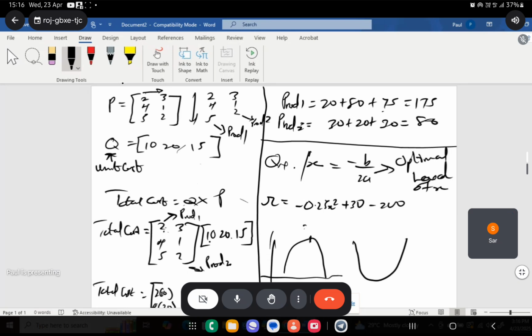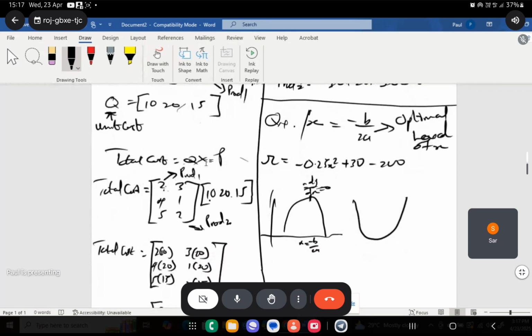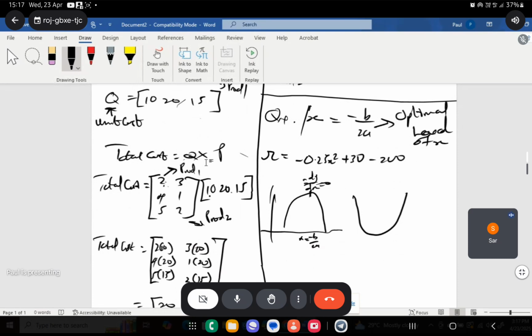And I told you that this occurs at the first derivative being 0, or the value of x being equal to minus b over 2a. I don't know whether you remember. So I told you that we can use differentiation to find it, or using this formula minus b over 2a to also find it. So that's what we are coming to, the optimal level, or the maximum or minimum.